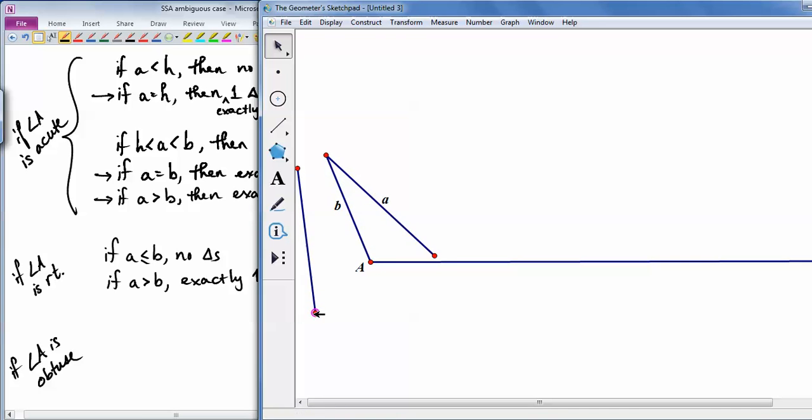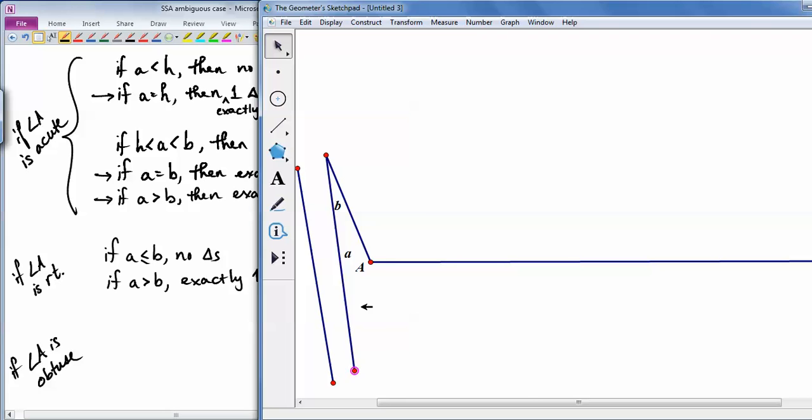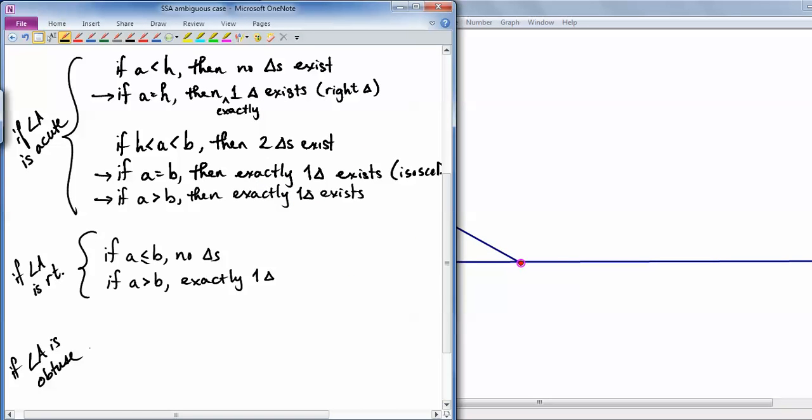If A is bigger than B, I can connect it on this side, can't connect it on that side. And if it's way bigger than B, well, same deal. You can kind of tell, I can connect it over here, but if I try to swing it around, I'm not going to get a triangle at all. So here's for a right triangle, and it turns out for an obtuse triangle, it's the same exact thing.